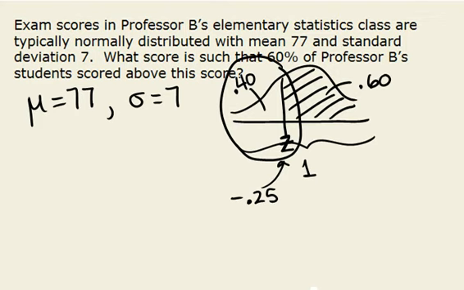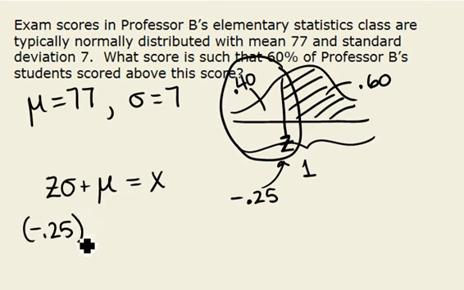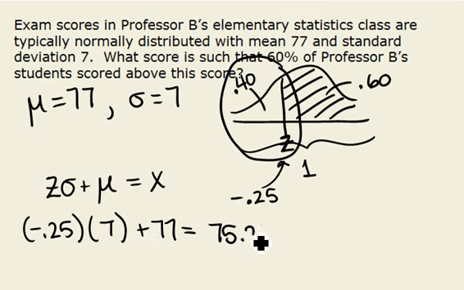We want to turn that into a score that we would have on this exam using the fact that we have a mean of 77 and a standard deviation of 7. So we can use the transformation that says you take your z times sigma and you add your mu, and that will get you back your x, and so we'll turn it into something that's on the right scale. So we have z looked up of negative 0.25. We'll multiply by our standard deviation, which is 7. We'll add our mean of 77, and what we get is a score of 75.25.